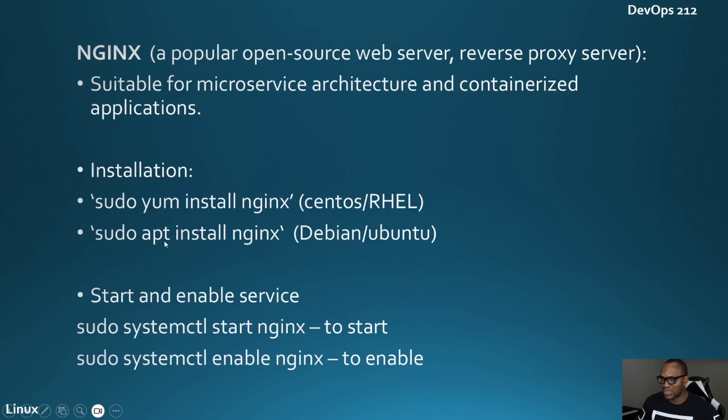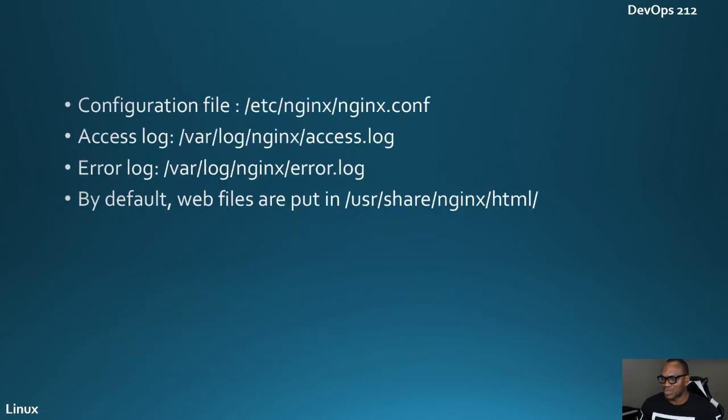So let's move on. Nginx is another popular open source web server, which is very high performing and a low resource usage web server. It's often used as a reverse proxy, and it's suitable for microservice architecture and containerized applications. So you can install it, and you can start it just like we did in HTTP. So I'm not going to do that again. The configuration file, the log, the error logs, the location for the web files, that's that. So you can pause it and just try it out if you want.